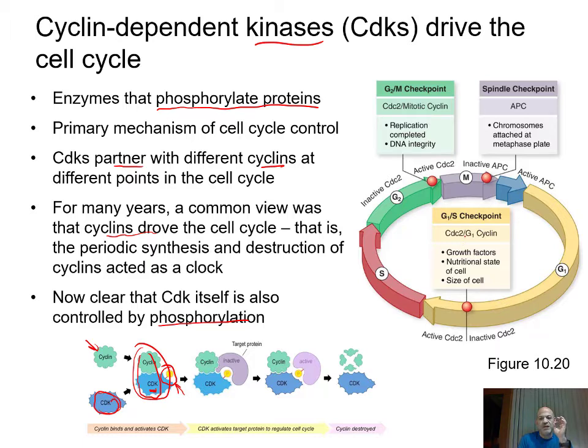So think about this. Here you have your cyclin-dependent kinase product binding with your cyclin at this checkpoint. So here we're going to say this one's a G1 cyclin. And then over here you have the same kinase, cyclin-dependent kinase, but a different cyclin, the M cyclin or mitotic cyclin. And then over here you have your anaphase promoting complex, which is cyclin-dependent kinase with cyclin as well there at those checkpoints.